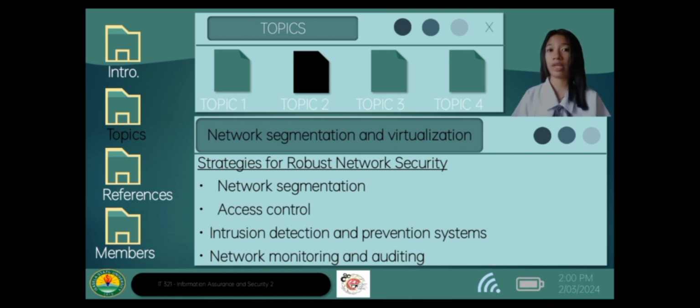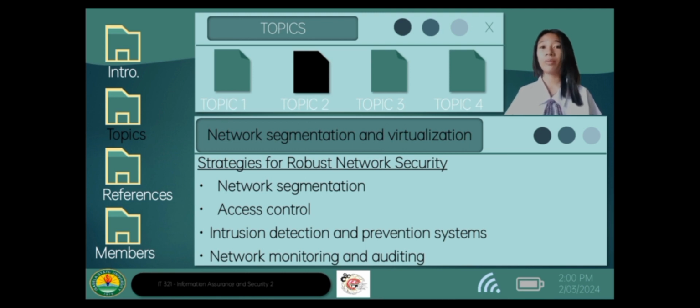Intrusion detection and prevention systems. So, intrusion detection and prevention systems, or IPs, are like digital security guards for your computer network. They keep an eye on all data flowing through the network and look for any signs of trouble, like unusual patterns or behaviors. If they spot something suspicious, they can either raise an alarm or automatically block the threat to keep your network safe from attacks. And the last one is network monitoring and auditing.